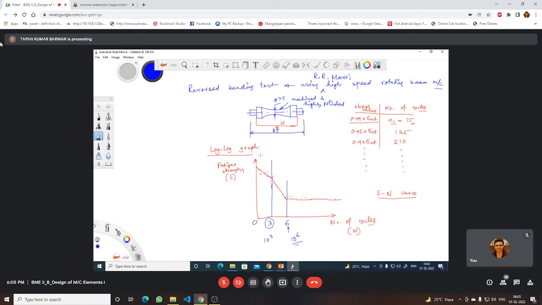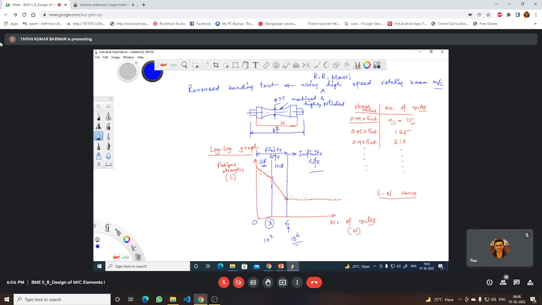Now this region is called low cycle fatigue. This is called high cycle fatigue. So this region is basically finite life, and beyond that it is called infinite life. Now what is the significance of this? In low cycle fatigue, with a small number of cycles, the material will fail. In high cycle fatigue, it will fail, but it will take longer.